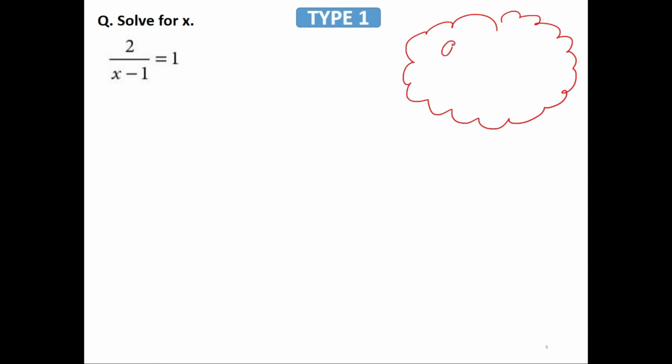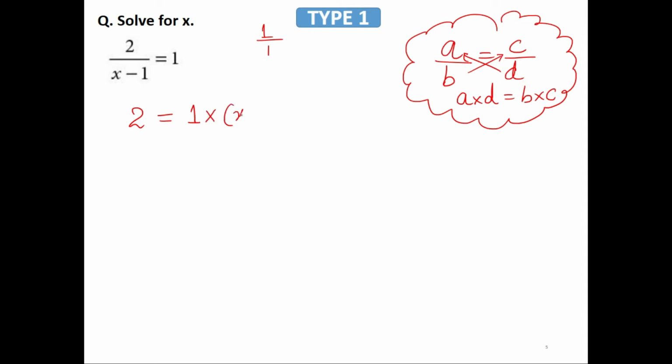As discussed in the prior knowledge, when you have a by b is equal to c by d, you have to cross multiply where you have a multiplied by d giving you b multiplied by c. So this is the first step that I'll take here. So I have 2 is equal to, now if it's just 1, it just means 1 by 1. So 2 multiplied by 1 is just 1. So I have 1 multiplied by x minus 1. I have done the cross multiplication. So I have 2 is equal to x minus 1.